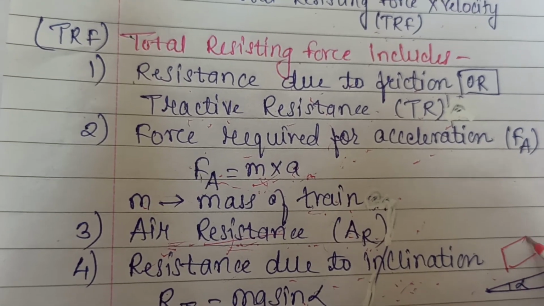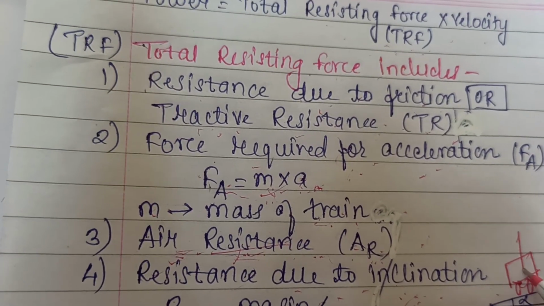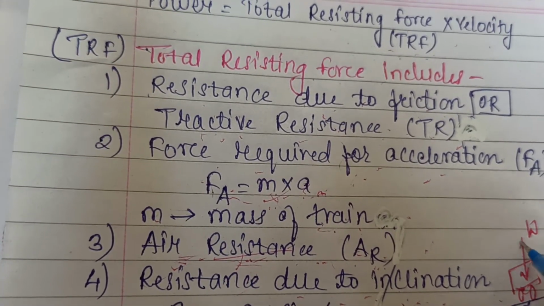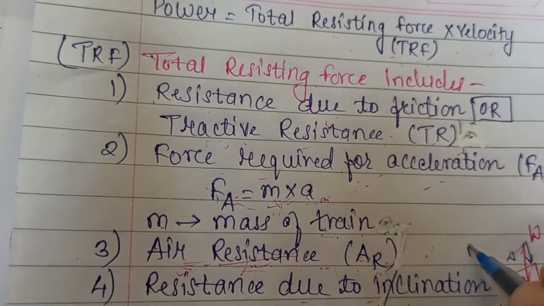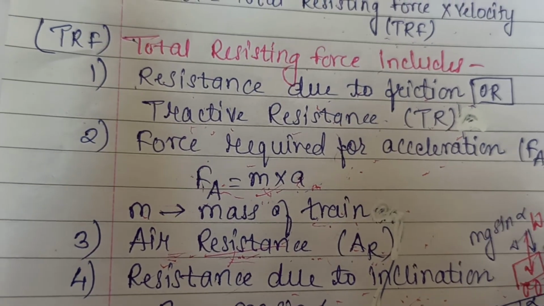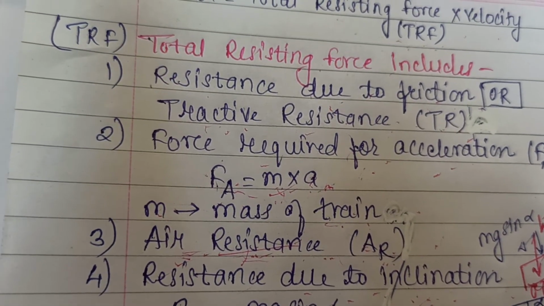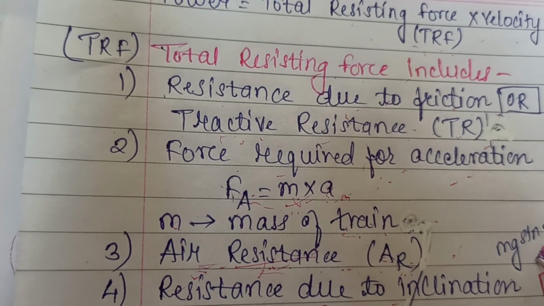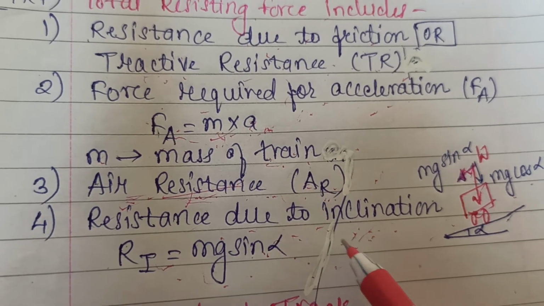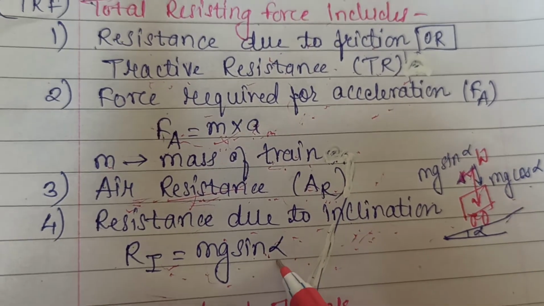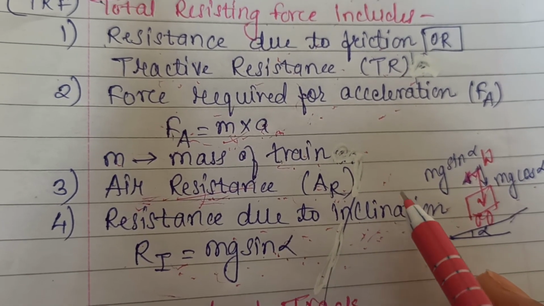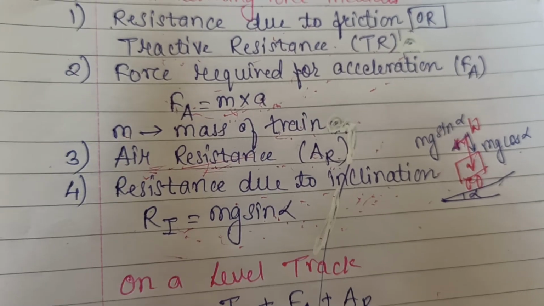If we consider this train, it will have a vertical weight W. We are going to resolve this weight into its two components. This component will be mg sin alpha, and this will be mg cos alpha. The component of weight acting along the incline is nothing but the resistance due to inclination, Ri = mg sin alpha. But this will come only when the train is moving up the incline or down the incline. Along the horizontal surface, this resistance due to inclination will not come.